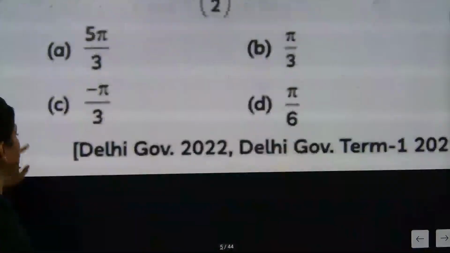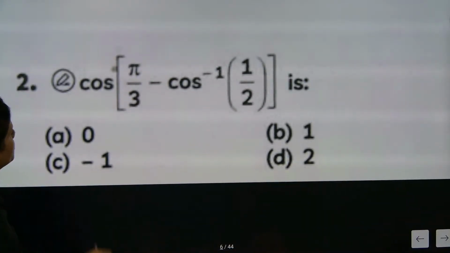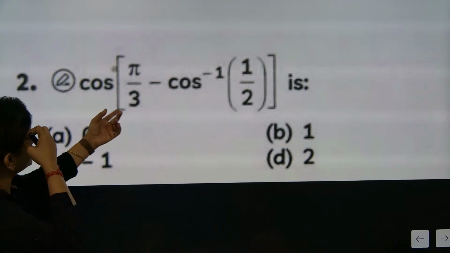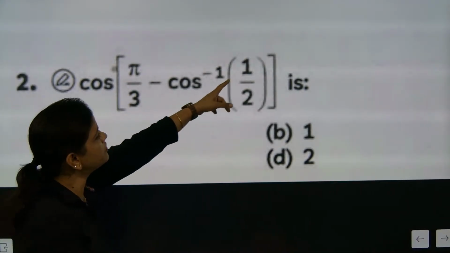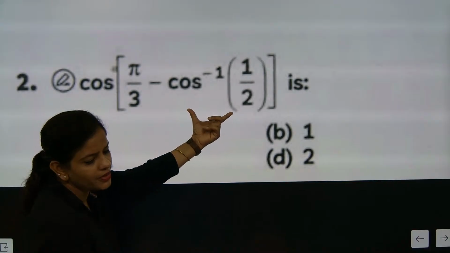So if questions like this come, you people will be able to solve them. Some of the most important questions we are going to handle. This question we just finished in the evening section. Pi by 3 minus cos inverse 1 by 2. Cos inverse 1 by 2 will become what, beta?